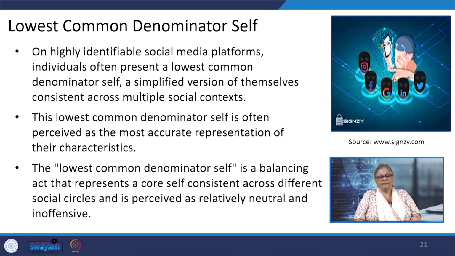On highly identifiable social media platforms, individuals often present a lowest common denominator self, that is, a simplified version of themselves consistent across multiple social contexts. This lowest common denominator self is often perceived as the most accurate representation of their characteristics. The lowest common denominator self is a balancing act that represents a core self consistent across different social circles and is perceived as relatively neutral and inoffensive.